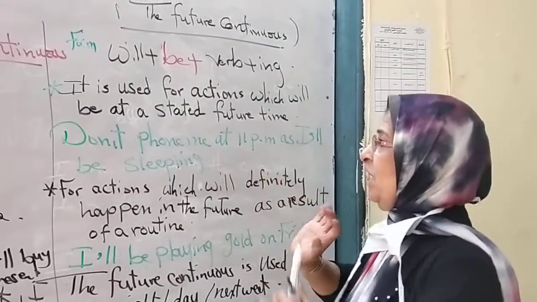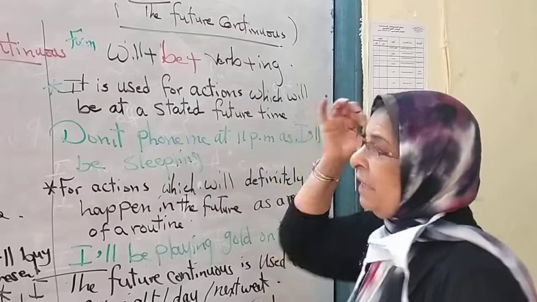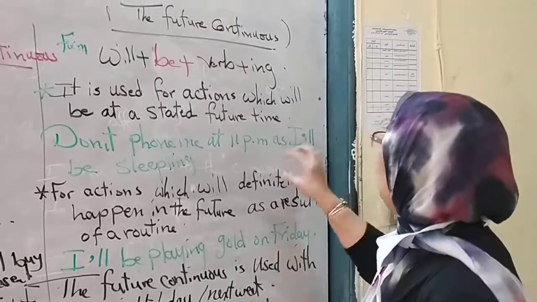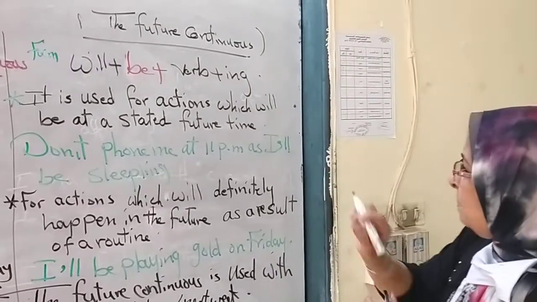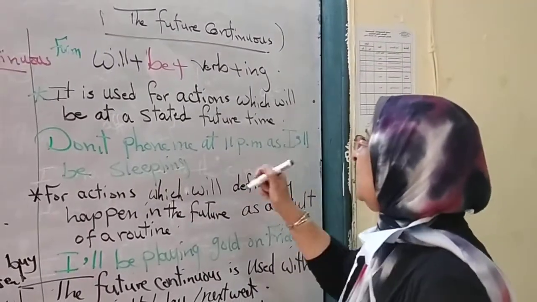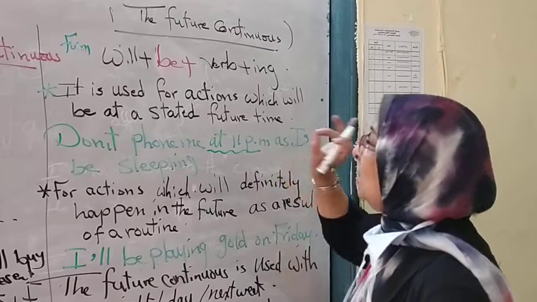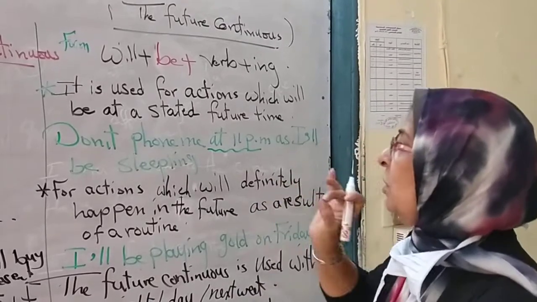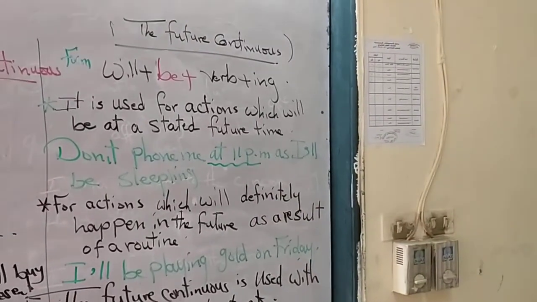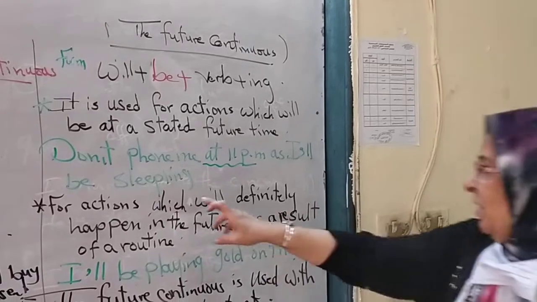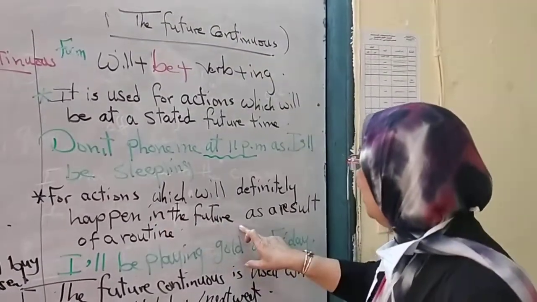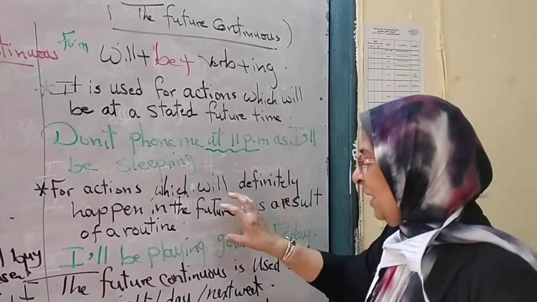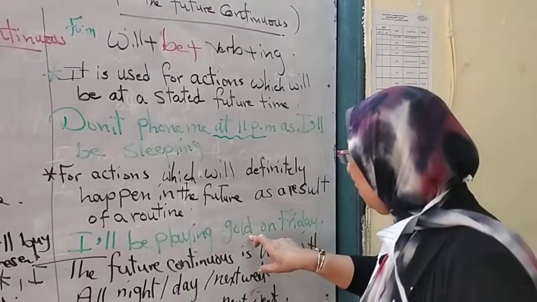I will be studying. Don't phone me at 11 p.m. Why? Because at that time, I will be sleeping. So, why do we use I will be sleeping? Because you have a certain stated future time. Number 2, we can use it also for actions which will definitely happen in the future as a result of routine. I will be playing golf.